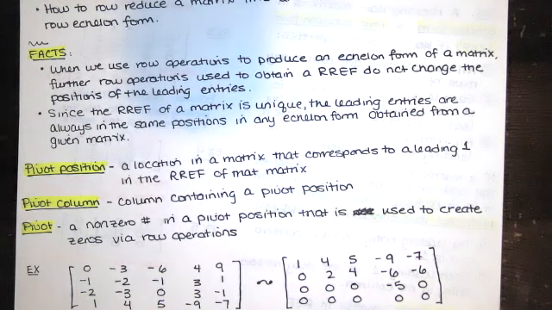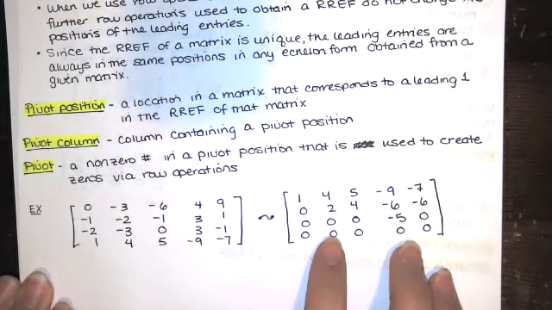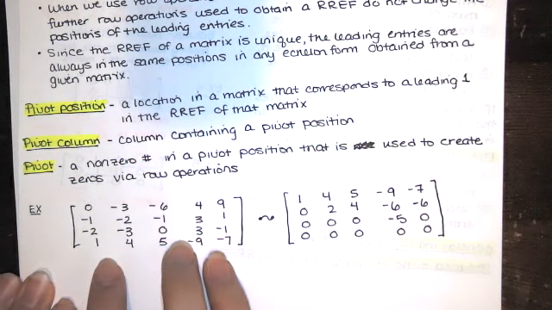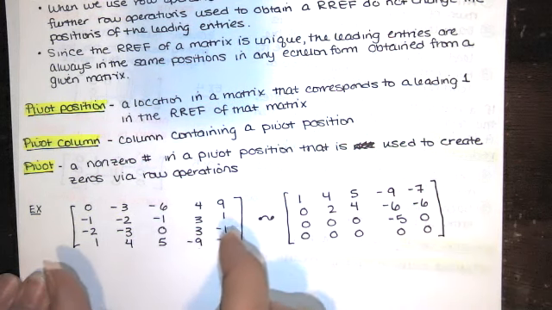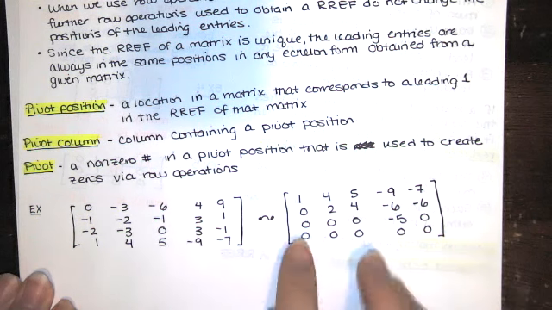Those leading entries don't change position as we go from echelon form to reduced row echelon form. And since the reduced row echelon form of a matrix is unique, the leading entries are always in the same positions in any echelon form obtained from a given matrix. Now, the echelon form itself is not unique. This is the result of a number of row operations. This is an echelon form of this matrix, but I could have used a different sequence of row operations to get to a different echelon form.